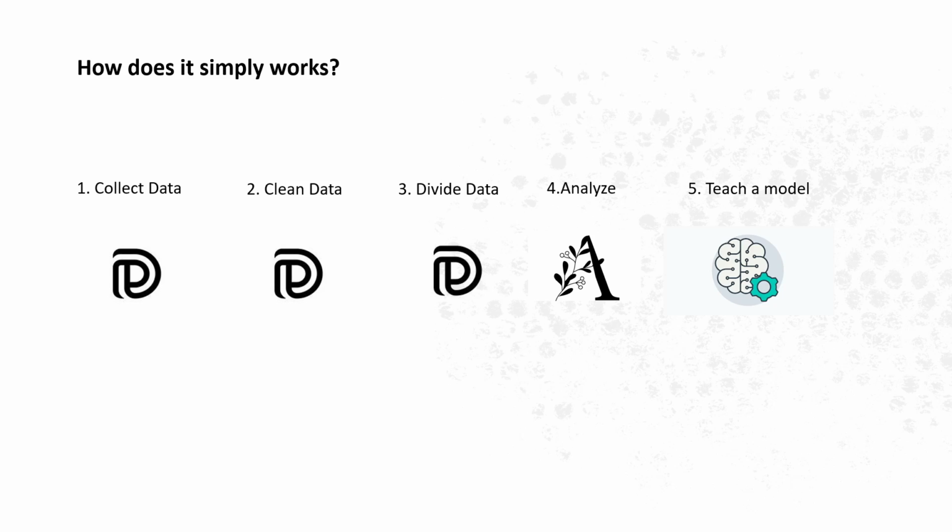How does it simply work? Firstly, we need to collect the data. I collected it from the Canadian Institute for Cybersecurity. Then we need to clean the data to get proper results in the future. We have to divide the data. Why do we split data? Because we have to get test model results and train model results. Then we need to analyze our results of the method we decided to use and teach a model.